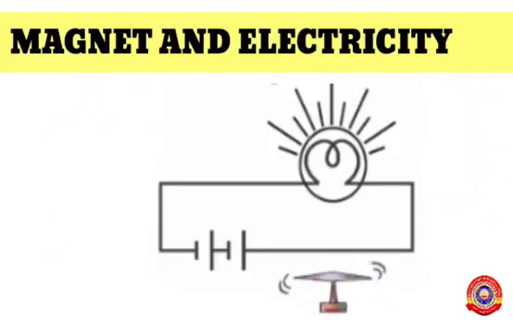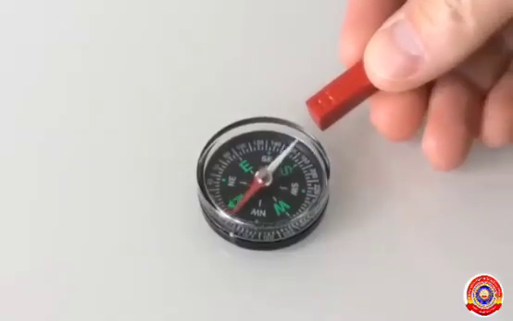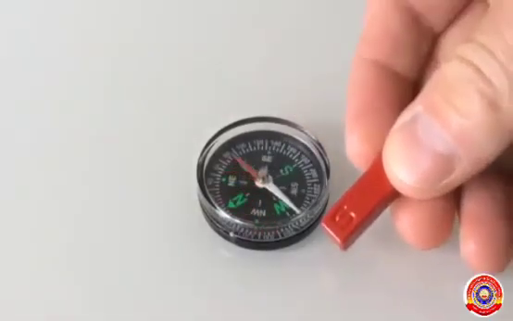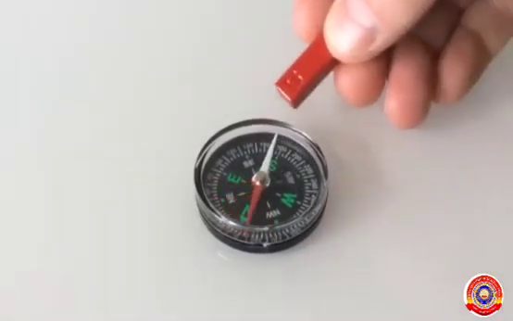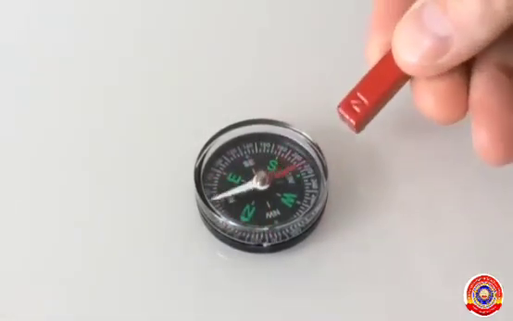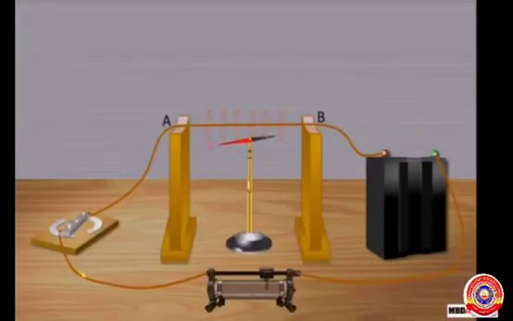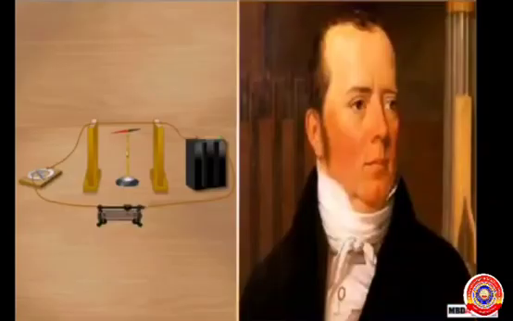Did you remember this experiment? When a magnet is brought near a magnetic needle, due to the presence of a magnetic field, the magnetic needle deflects. Like that, a magnetic field is developed around a current-carrying conductor. It was discovered by the scientist Christian Ørsted.